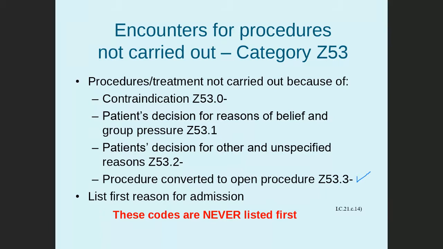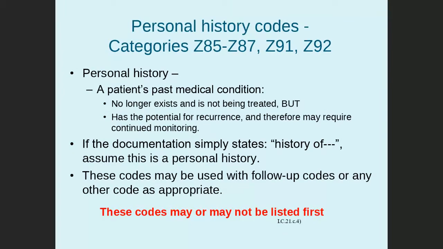This is the last of the Z codes used to indicate what happened during the encounter. Now let's move on to Z codes to indicate history. We'll start with personal history. Personal history codes are used to indicate a patient's past medical condition that no longer exists, is not being treated, but has the potential for recurrence and therefore may require continued monitoring.